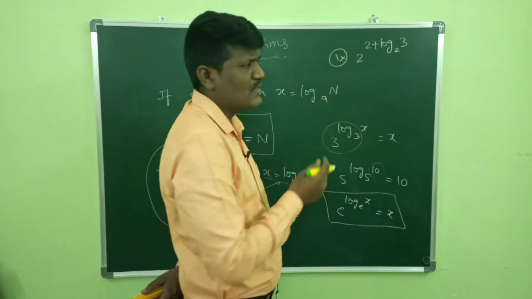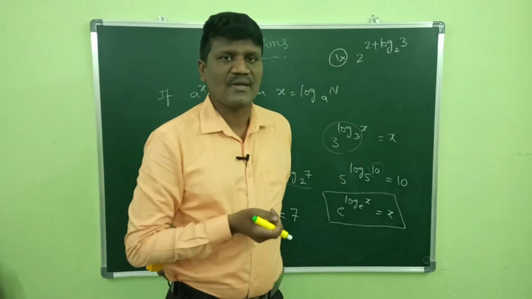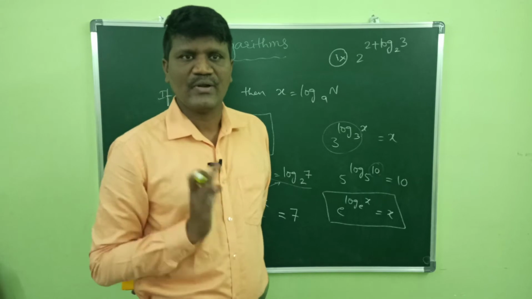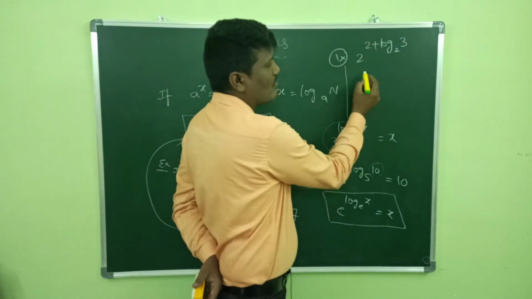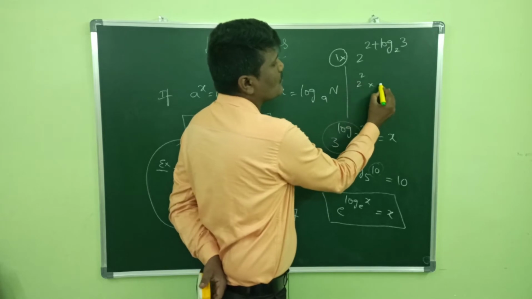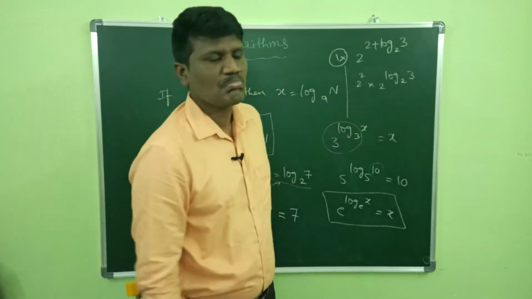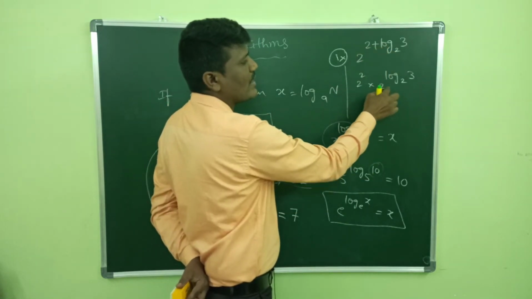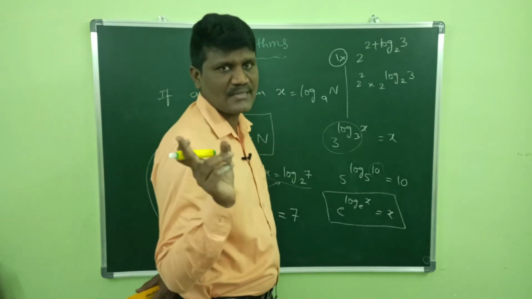How to do this? So first, you use the a power m plus n formula. What is the a power m plus n formula? a power m into a power n. So I can write this, by using the formula, as 2 square into 2 power log 3 to the base 2. So a power m plus n I can write as a power m into a power n. We know the formula, right? a power m into a power n is a power m plus n.